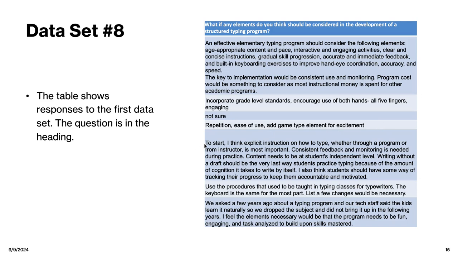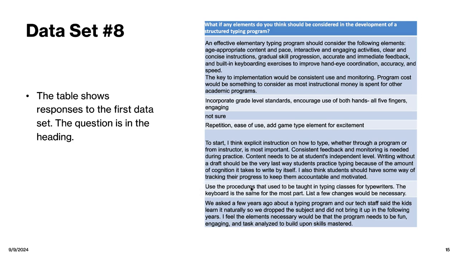Another response said, to start, I think explicit instruction on how to type, whether through a program or from instructors, is most important. Consistent feedback and monitoring is needed during practice. Content needs to be at students' independent level. Writing without a draft should be the very last way students practice typing because of the amount of cognition it takes to write by itself. I also think students should have some way of tracking their progress to keep them accountable and motivated.